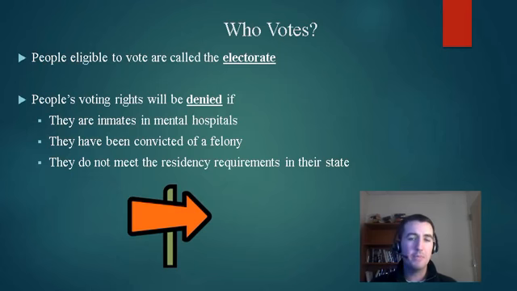How can voting rights be denied? There's actually some people that cannot vote that have had that right taken away. If you're an inmate in a mental hospital, if you've been convicted of a felony, or you don't meet the residency requirements of the state, like you haven't lived there long enough, you won't be able to vote.